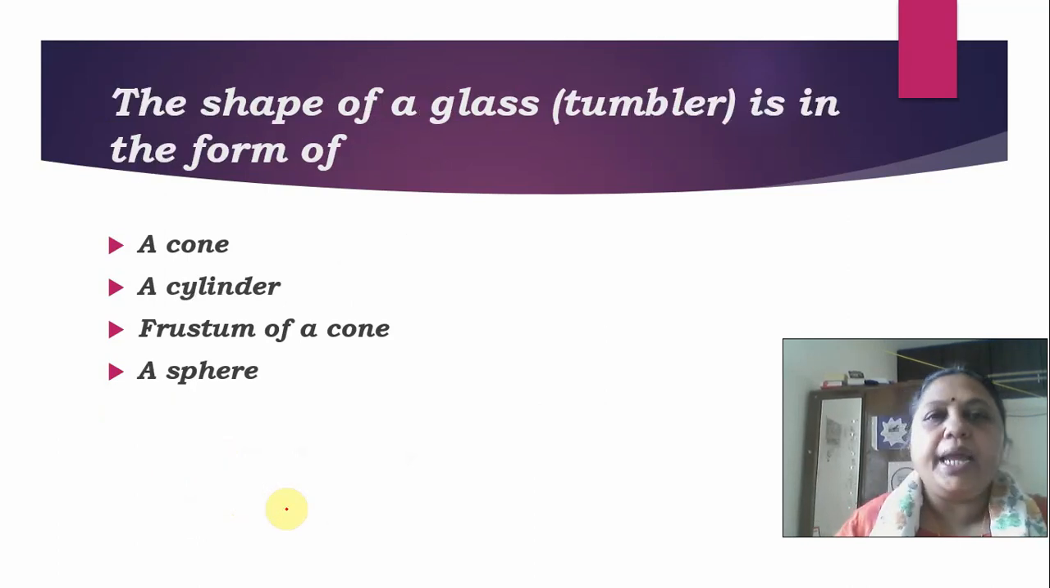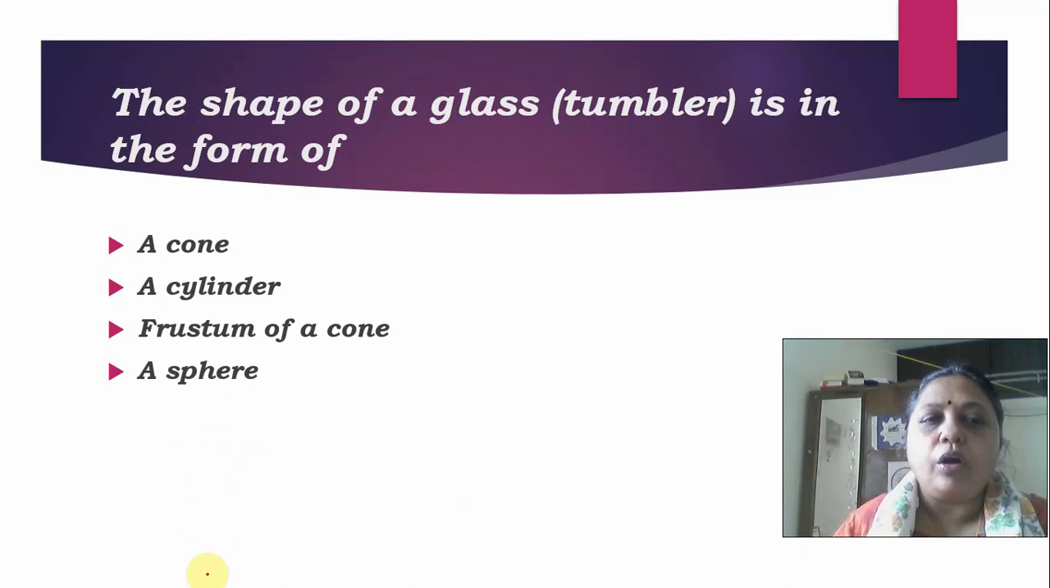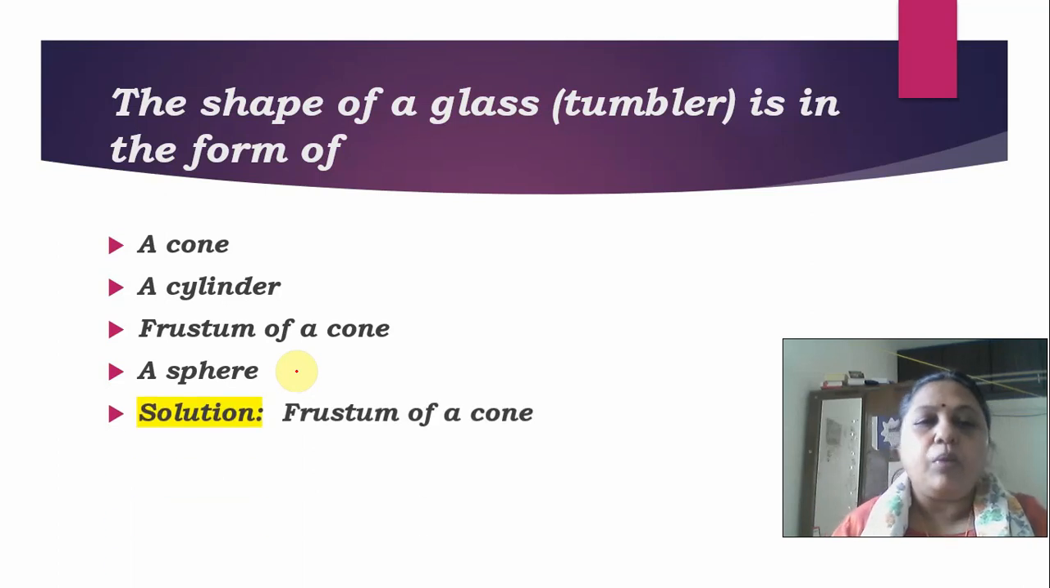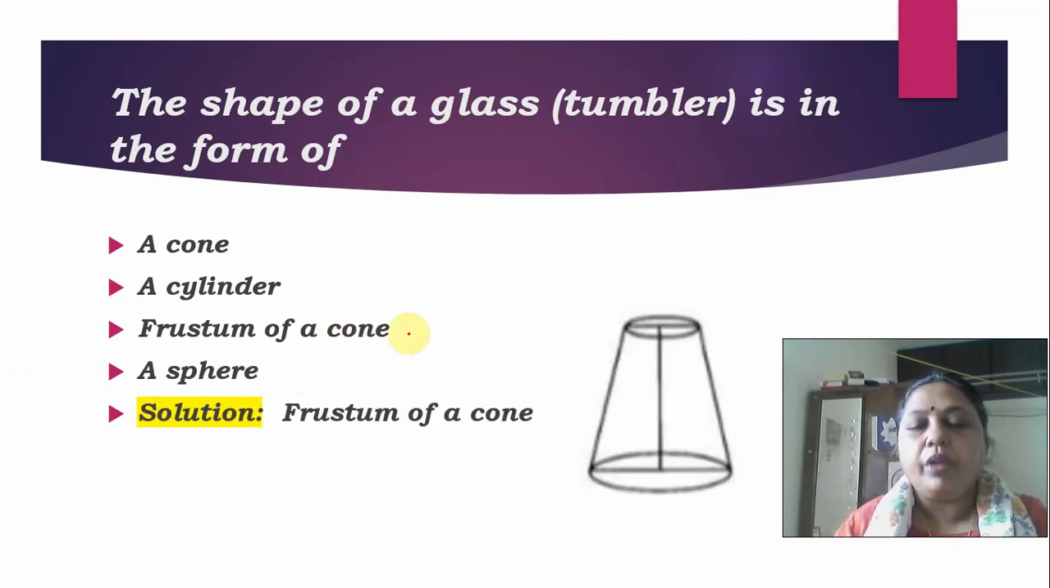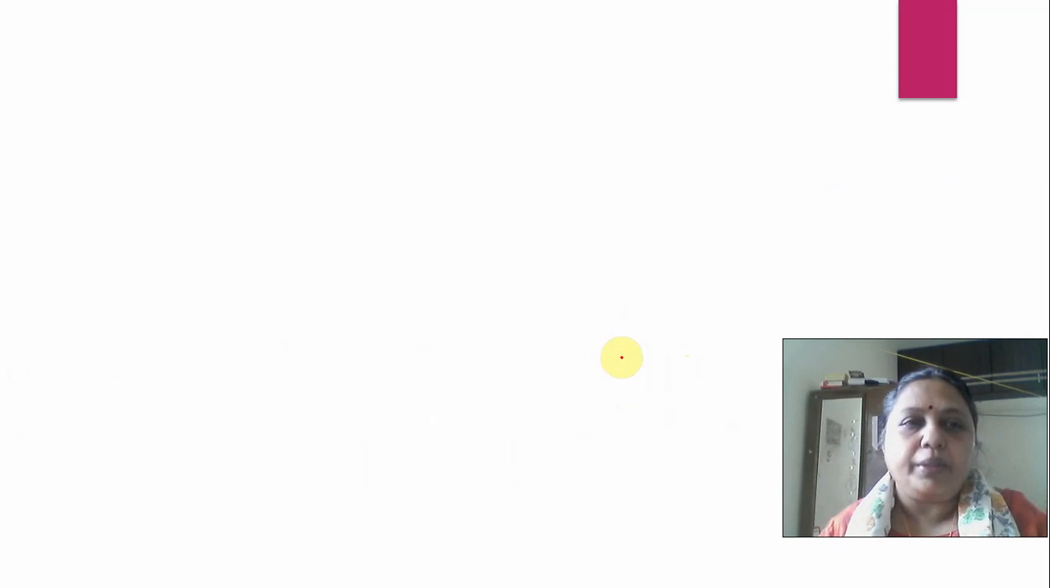The shape of a glass or a tumbler is in the form of a cone, a cylinder, a frustum of a cone, or a sphere. So here, what does a tumbler resemble? A tumbler resembles a frustum of a cone. Okay. So this is an inverted shape of a tumbler. Now this resembles the frustum of a cone. Okay. Let's go to the next question.